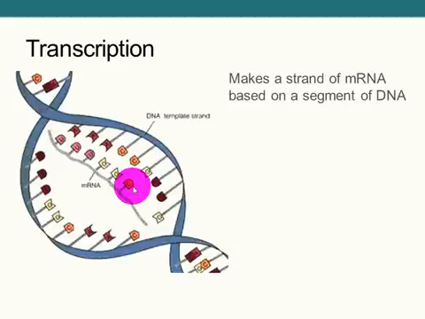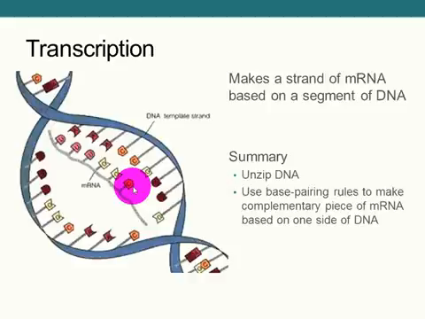It could code for your eye color. It could code for your height. It could code for your susceptibility to cancer or Parkinson's. Your DNA pretty much codes everything about you. And what we do is we again have to unzip that DNA. We need to break all those little weak hydrogen bonds.